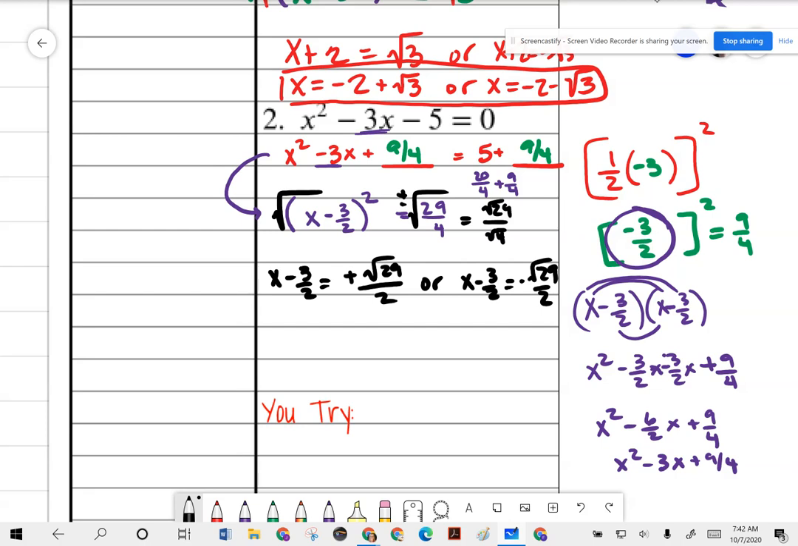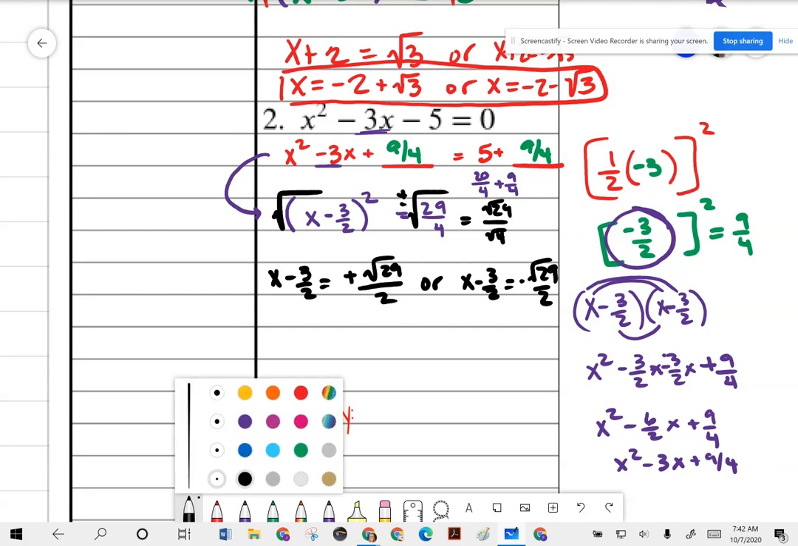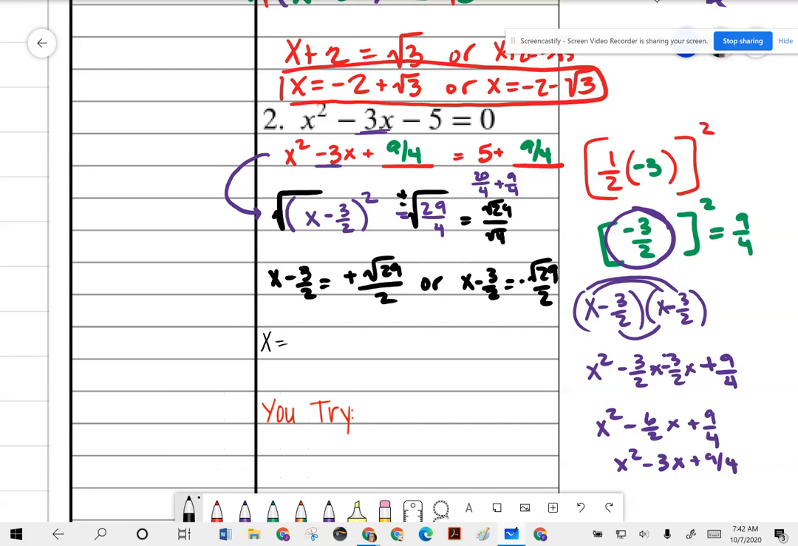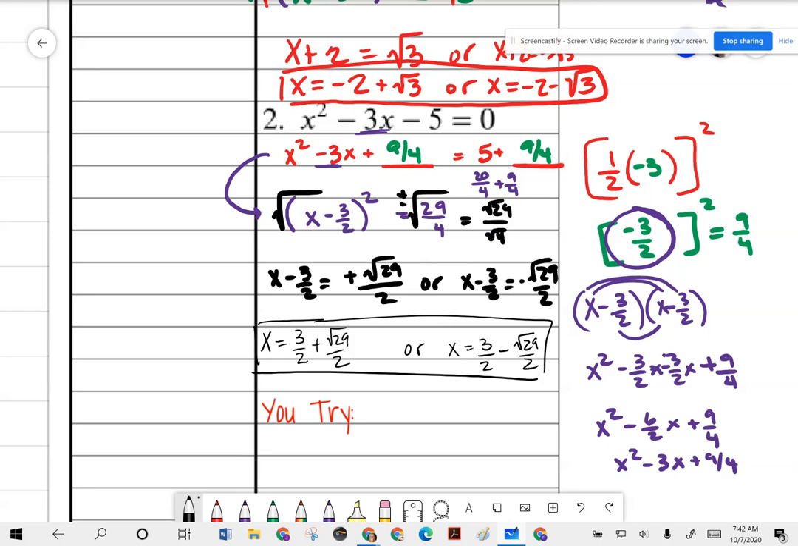Finish solving for x by adding 3 over 2. So adding 3 over 2 plus rad 29 over 2. Or, and then again over here on this side, adding the 3 over 2, but this time it's minus rad 29 over 2. And then I get to box my answer right there.